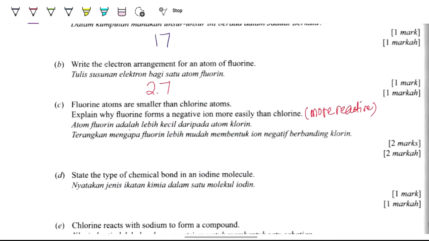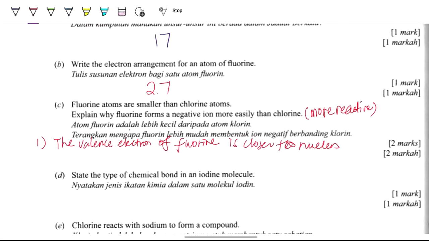So first, we can mention the valence electrons of fluorine are closer to the nucleus compared to chlorine, because the atomic size is smaller, right?